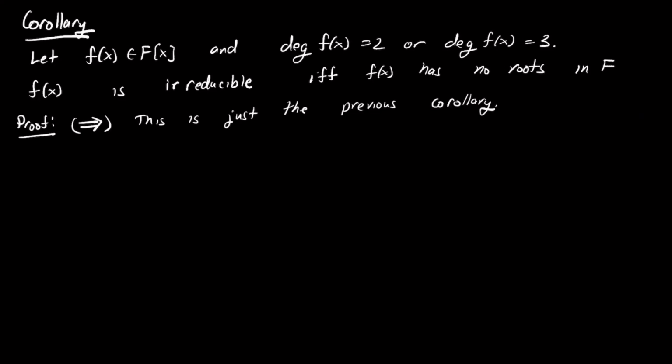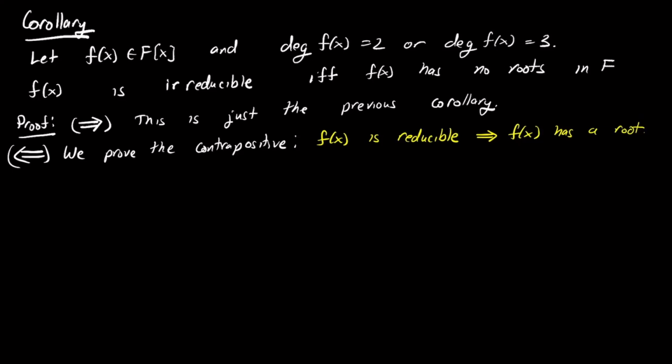The first thing I'll point out is that the forward direction is just the previous corollary. The backwards direction we're going to prove using the contrapositive. We want to show that f of x has no roots implies that f of x is irreducible. We'll show the contrapositive of that statement, namely that f of x is reducible implies that f of x has a root. Okay, so let's begin our proof.